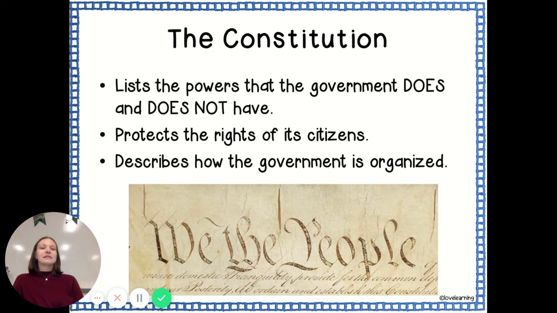So the Constitution lists the powers that the government does and does not have. That is in bold capital letters because it's really important that the government has limits and checks and balances, because then it protects the rights of the citizens. And this Constitution describes how the government is organized.